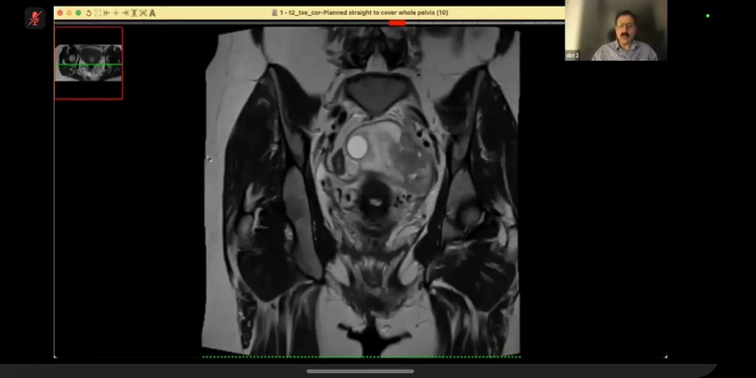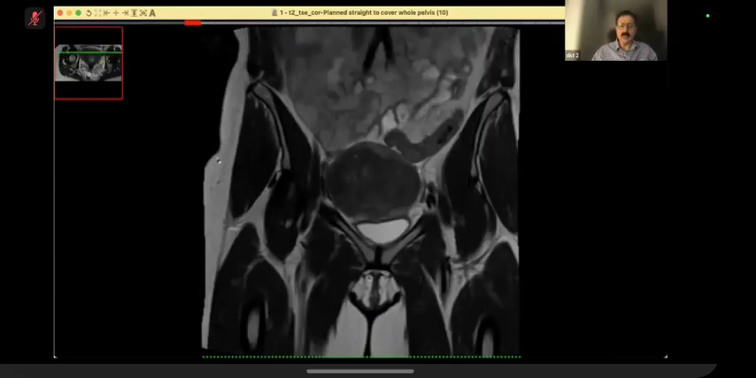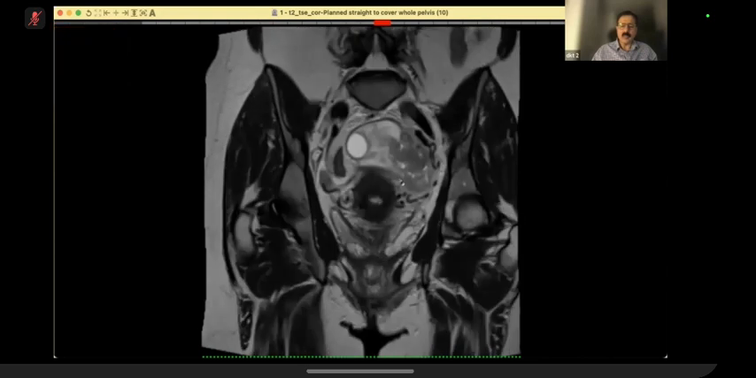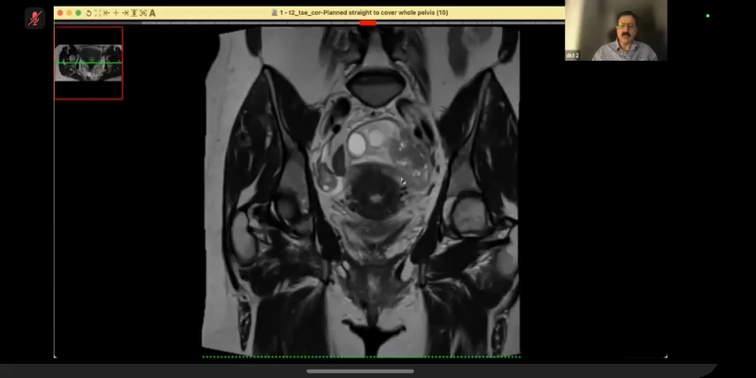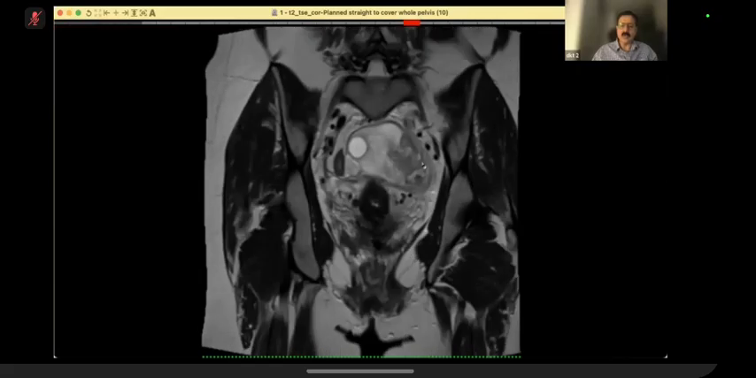So this is a coronal. And on this coronal, this is the fundus of the uterus. As we go, now look at this. This is the right ovary. This is the left ovary. See how large it is.